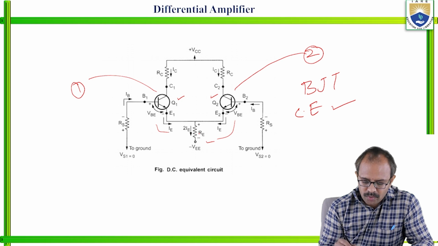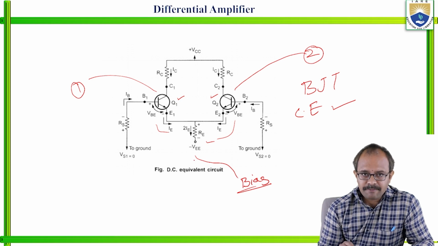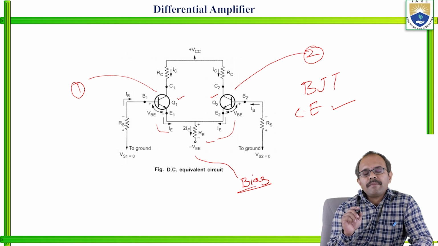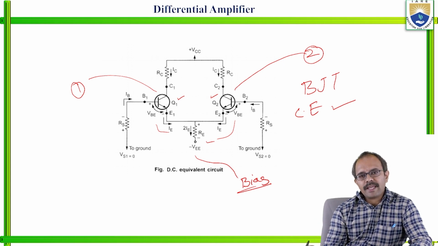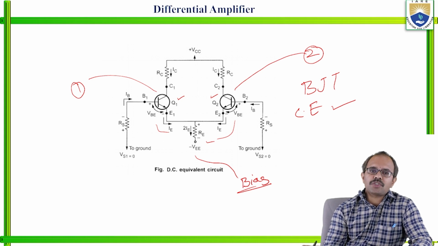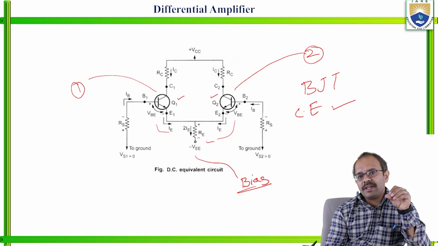And here we are going to provide the bias. What is this bias? This is nothing but VEE. Unlike the basic amplifier circuit, where the emitter terminal is connected to the ground, here the emitter terminal is provided a bias of VEE, which is supposed to be a negative biasing here. So what statement can we draw here?